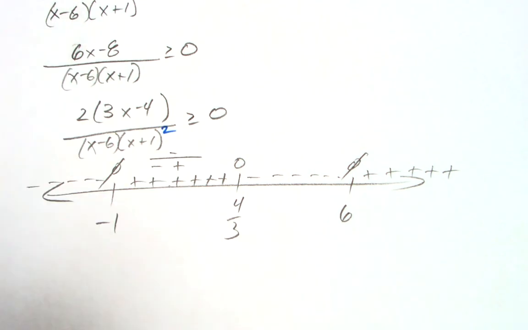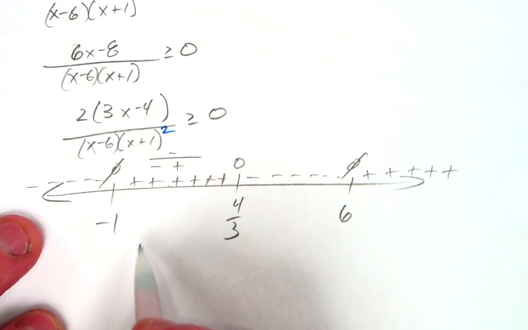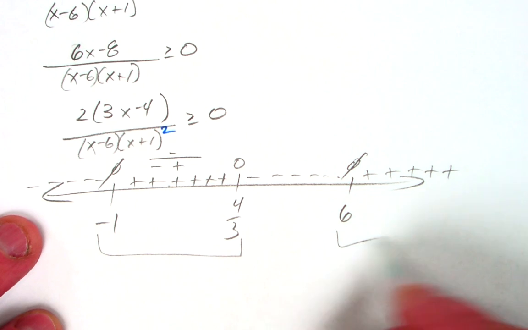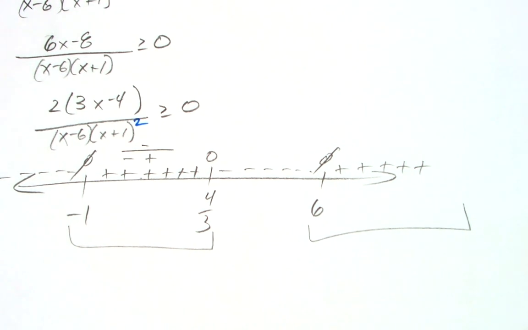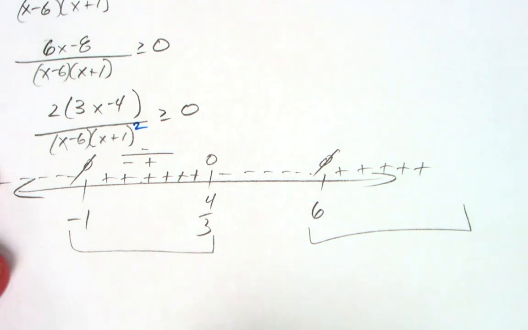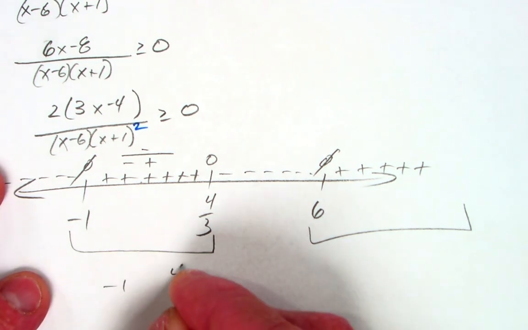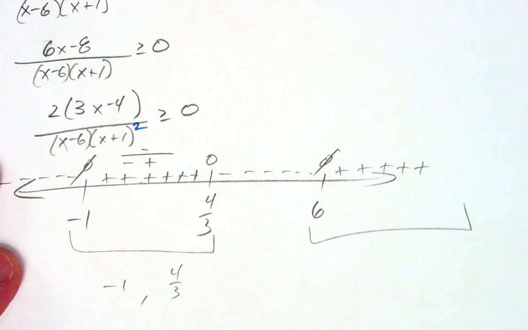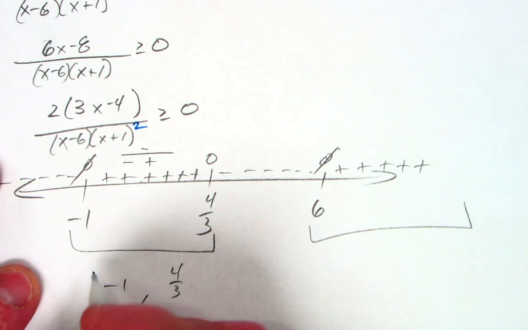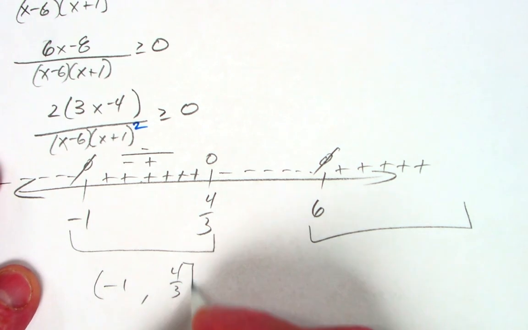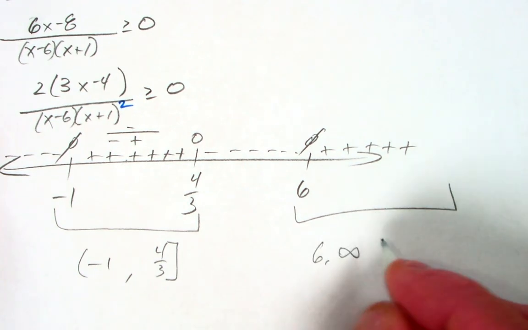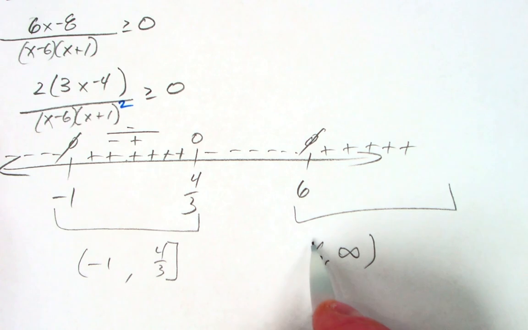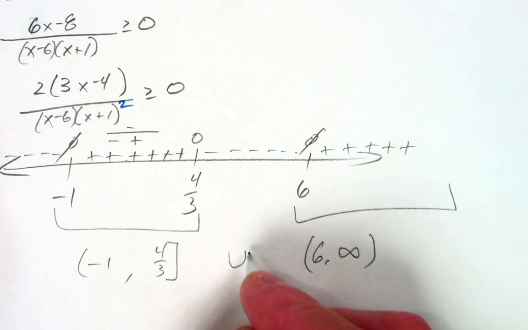Okay, greater than or equal to 0. So I'm interested in this part and this part. Okay, so negative 1, 4/3, parentheses or brackets. Parenthesis here, bracket there. Awesome, you guys are doing great. So 6 to infinity, parenthesis, and a big old union between.